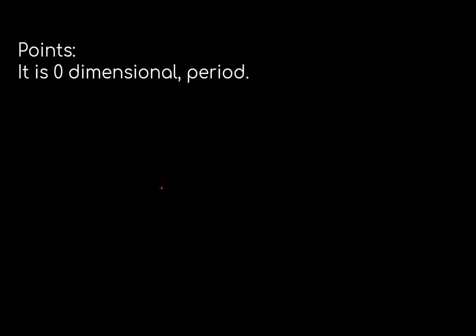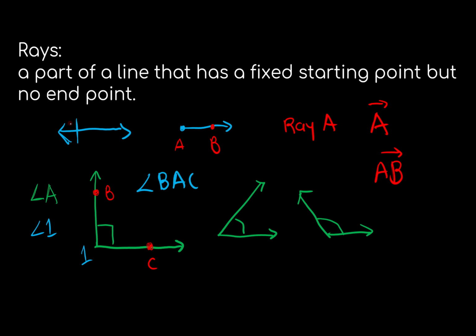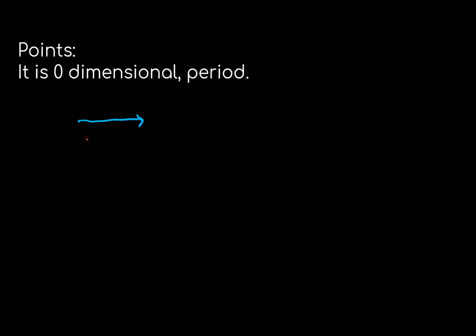Now let's go to a point. What is the definition of a point? It is a zero-dimensional thing. A synonym of a point is a period. It's like right here. It is the starting point of a ray. A line has infinite points like this. If you have infinite points, you can have either a ray or a line.